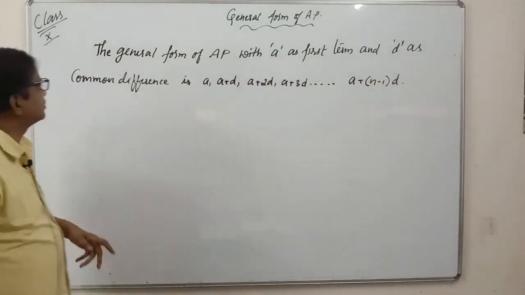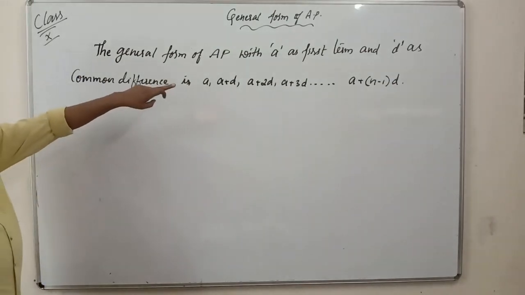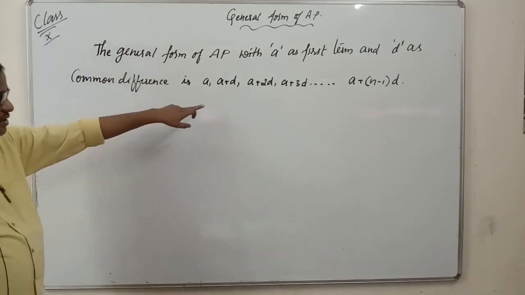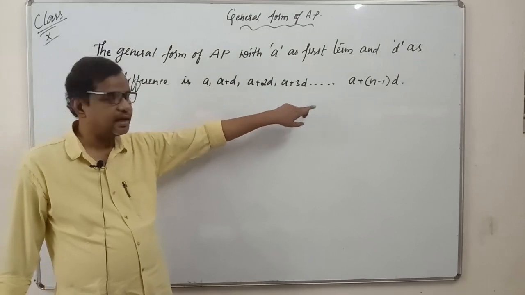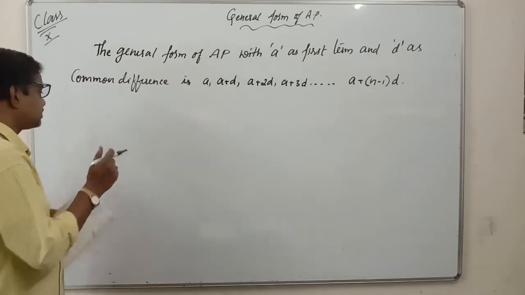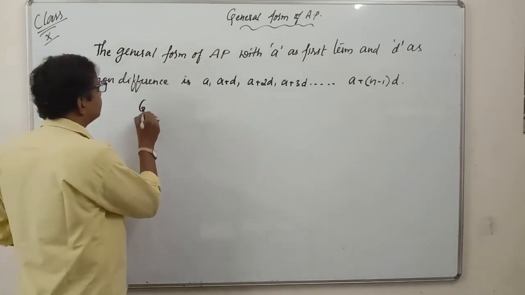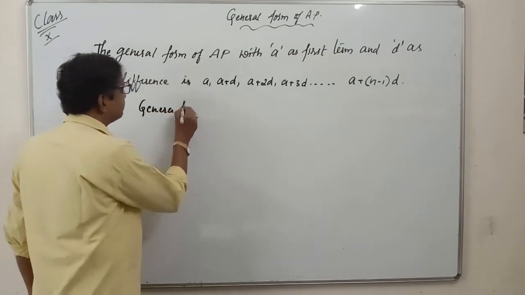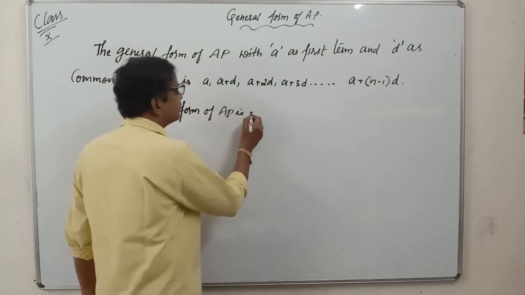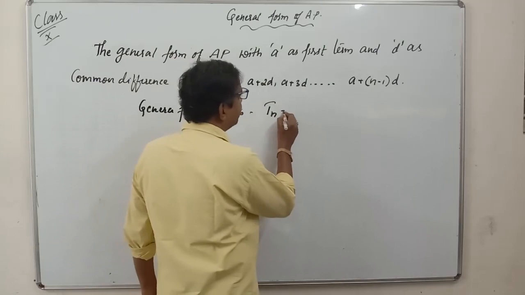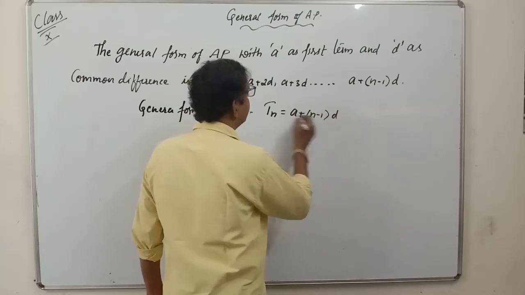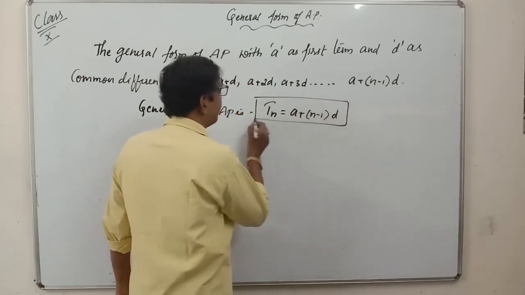Getting the point? So the general formula of an AP with A as first term and D as common difference is A, A plus D, A plus 2D, A plus 3D, and A plus n minus 1 D. In short, you can write the AP as Tn equals A plus n minus 1 D. So this is how we got the formula.